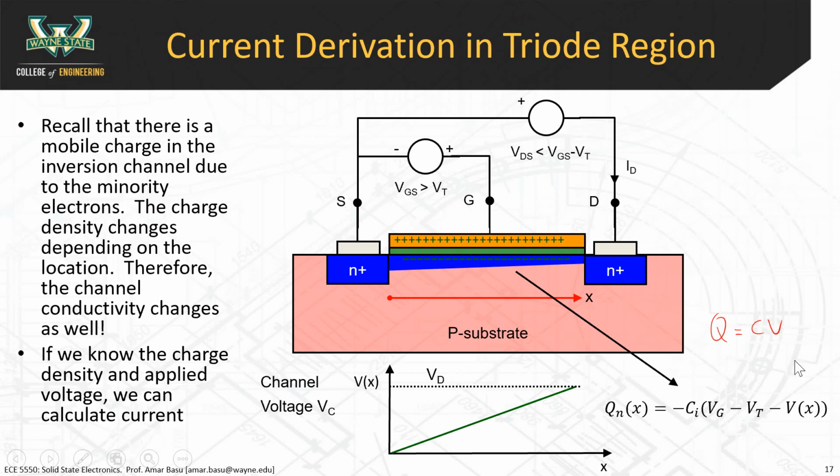Now, this voltage is not just the gate to channel voltage, VGC. Because this is a semiconductor and not just a basic metal capacitor, we have to take into account the threshold voltage, and we're also looking at how the voltage varies across the length of the channel. This is the gate voltage, this is the threshold voltage here, and this V of x is the channel voltage.